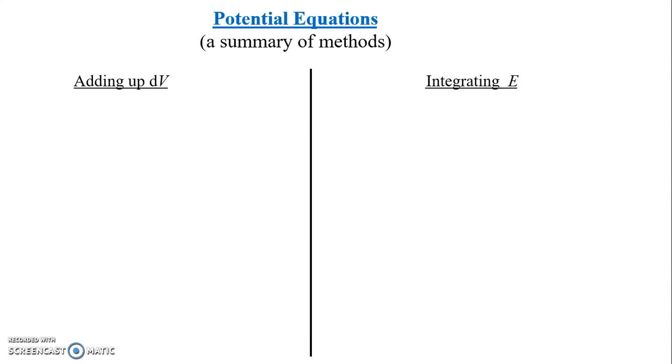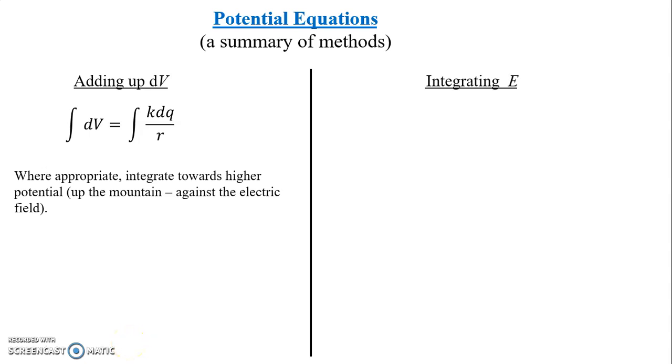Our basic idea is that every little bit of charge along the distribution of charge contributes its own little bit of potential. We're just adding it up, integrating those little bits together. So it's just dV equals k dq over r, integrate both sides, great. Now remember, we talked about this idea that where appropriate, you're going to integrate towards a higher potential, or up the mountain, or against the electric field.